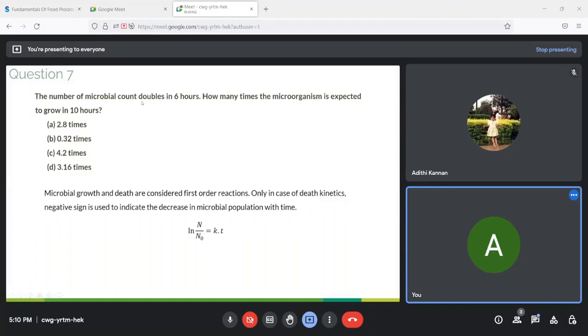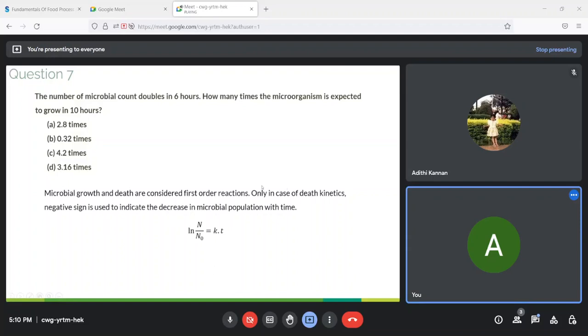So the microbial count doubles in 6 hours. So how many times is the microorganism expected to grow in 10 hours? You have multiple options given here. What you need to understand is that both microbial growth and death kinetics generally follow first order reactions. So the derivation of this particular equation is already there in question 1. If you guys want to know, you can visit question 1 again.